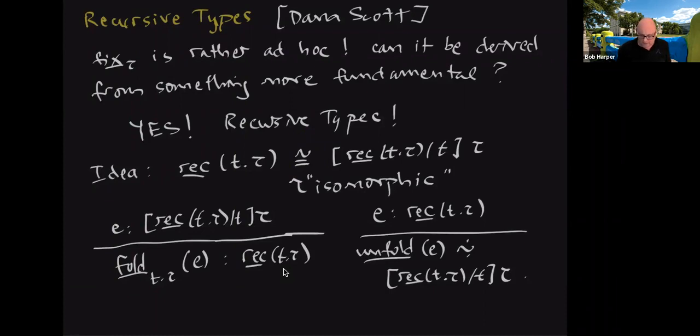So let's not worry about that. But at the minimum, that's why I put it in scare quotes, isomorphic. So at a minimum, I have maps back and forth. If you give me something of the unfolded type, I can fold it back, that's the way one pronounces these things. I can fold it back to get an element of the recursive type. And if you give me an element of the recursive type, I can unfold it to get an element of the unfolded type.